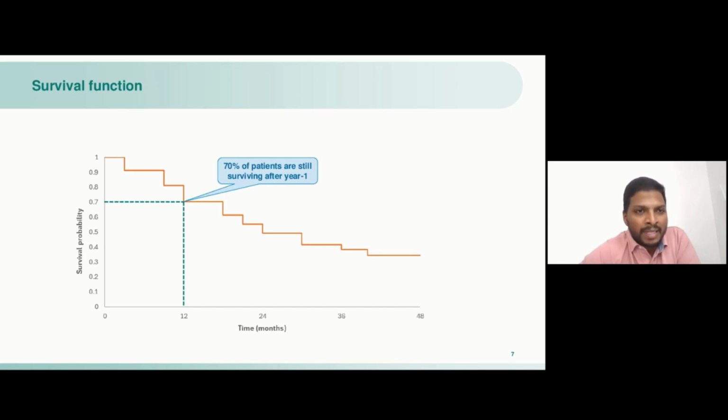In this slide we will be discussing the survival function. The survival function presents the probability of survival beyond a specific time point, or the probability of not experiencing an event of interest. In this example, you can see that 70% of the patients are still surviving after year one, which means 70% of the patients did not experience the event of interest, which is death in this context, after 12 months.